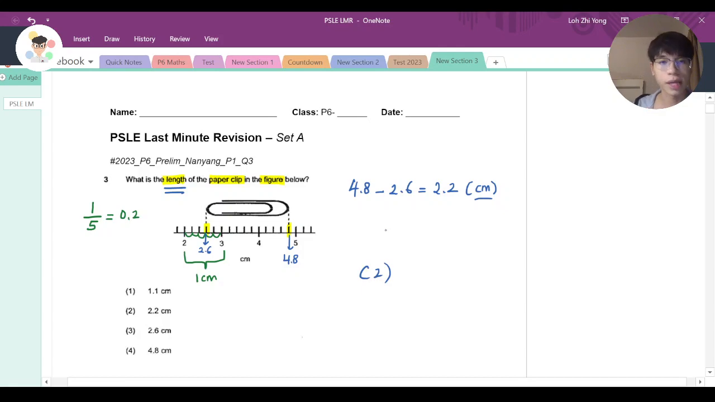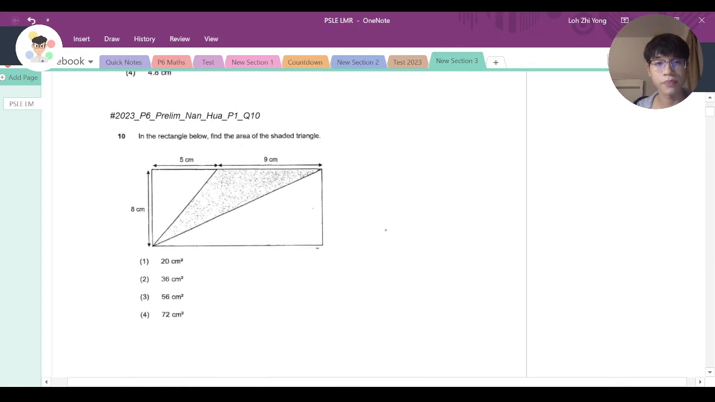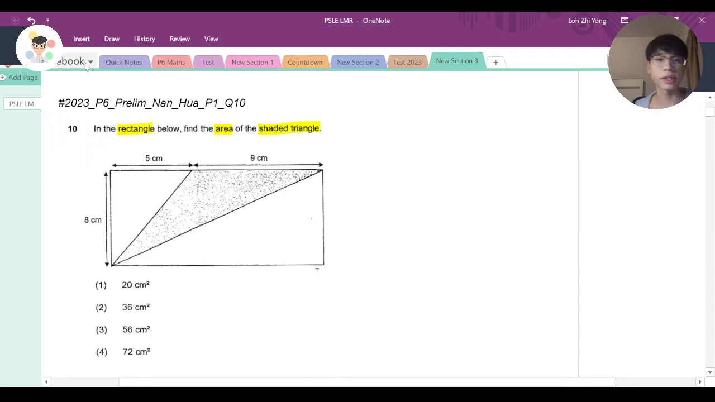Okay, simple, good. Let's move on to the next question, which is from Nanhua paper 1, question 10. This question says, in the rectangle below, find the area of the shaded triangle. Let me just enlarge a little bit. The keyword is area of triangle. In order to look for the area of a triangle, what is our formula? It's half times base times height. One very important concept is that base and height always form a 90 degree angle. If there's no 90 degree, it means something is wrong.